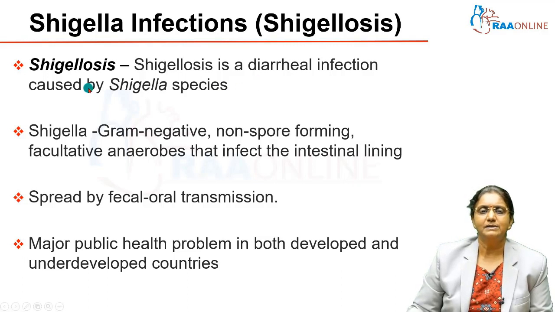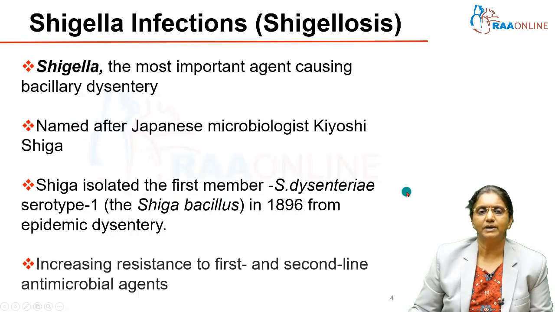This is mainly caused by bacteria which belong to the genus Shigella. Shigella are identified as gram-negative bacilli, that is, short rod-shaped bacteria. They are non-spore forming, they are facultative anaerobes, and they infect the intestinal lining. Shigella are spread by the fecal-oral route of transmission. Shigellosis is an important public health problem not only in developing countries but also in developed countries.